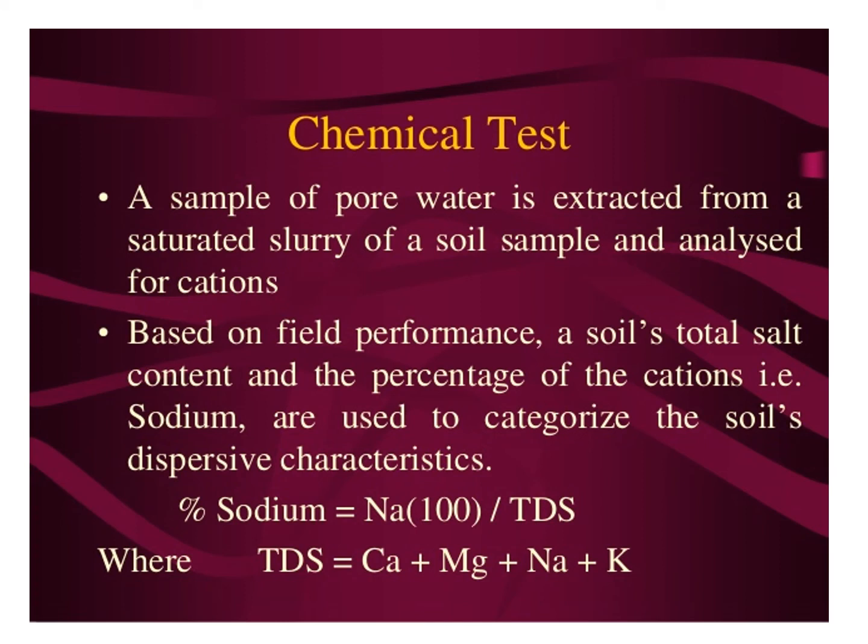Then comes the chemical test. A sample of pore water is extracted from a saturated slurry of a soil sample and analyzed for cations. Based on field performance, a soil's total salt content and the percentage of cations, that is sodium, are used to categorize the soil's dispersive characteristics. So percentage sodium, that is Na into 100 divided by TDS, TDS being total dissolved salt, where the TDS is calcium plus magnesium plus sodium plus K, potassium.